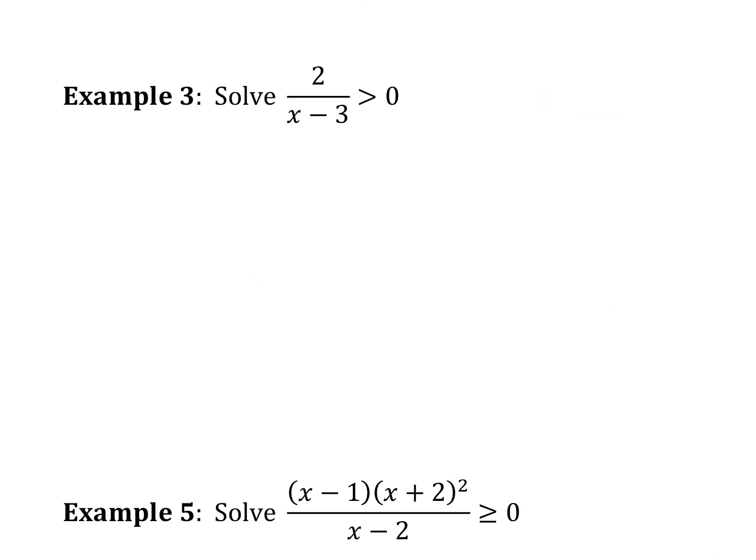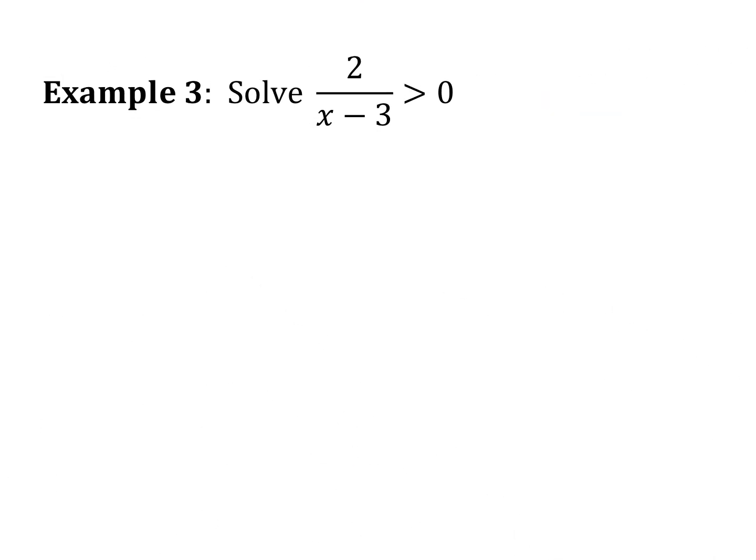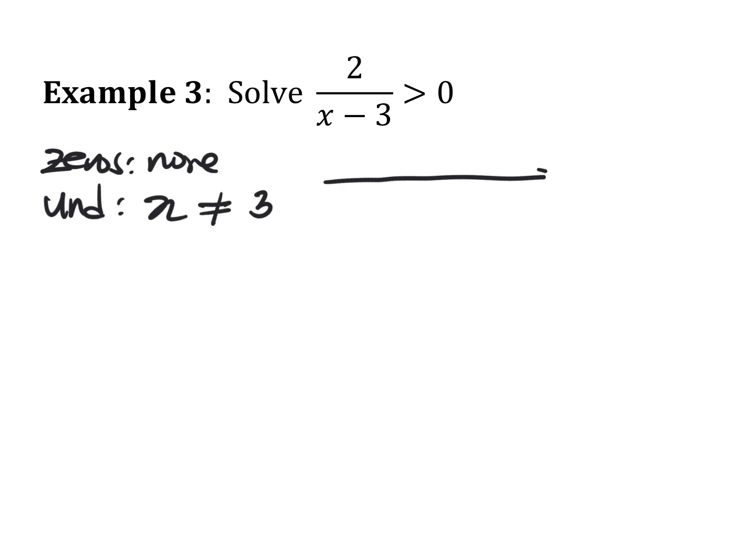Let's look at example number 3. In here, we cannot see any zeros from the numerator. So zeros, none. What about the undefined parts? The undefined part is actually located at x not equal to 3. Okay, so let's build our number line. Here, this is going to be 3 only. It's going to be an open circle because 3 is not part of our solution.